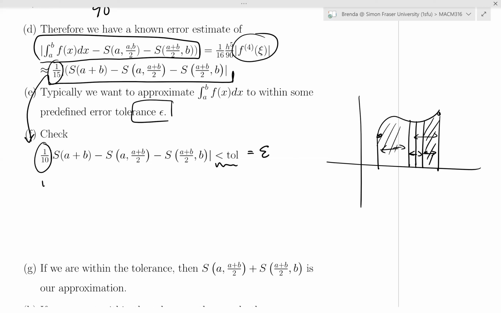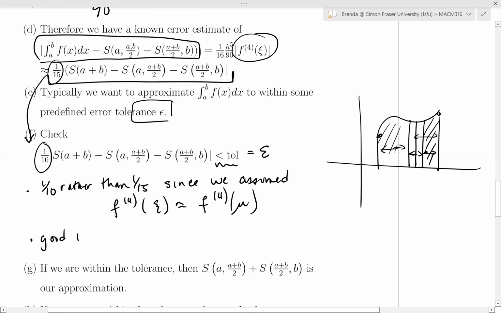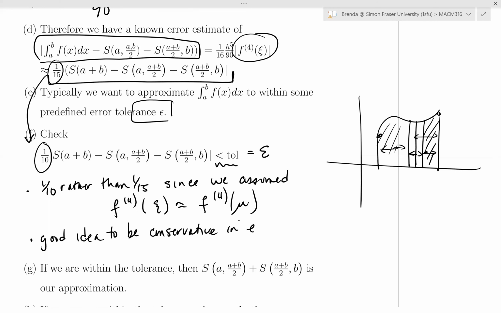Okay, so let's just make a note of this: 110 rather than 115, since we assume, so we're being conservative here. So basically, it's a good idea to be conservative in error estimates.